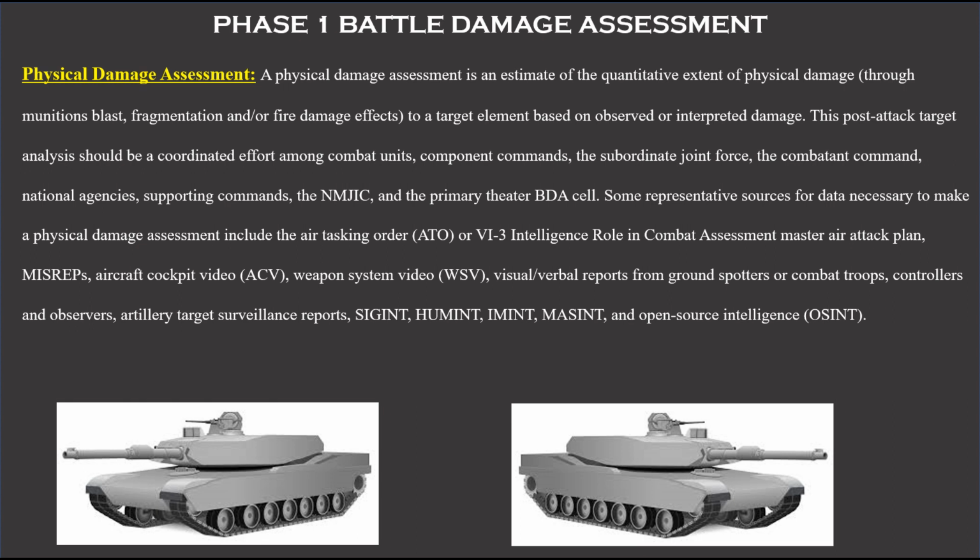Some representative sources for data necessary to make a physical damage assessment include the Air Tasking Order, the Master Air Attack Plan, MISREPs, aircraft cockpit video, weapon system video, visual and verbal reports from ground spotters or combat troops, controllers and observers, artillery target surveillance reports, SIGINT, HUMINT, IMINT, MASINT, and open source intelligence. Yeesh. All right, here we go.